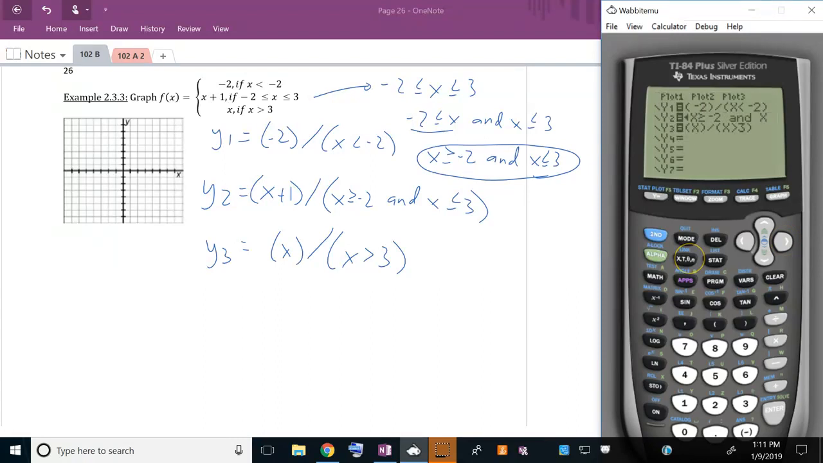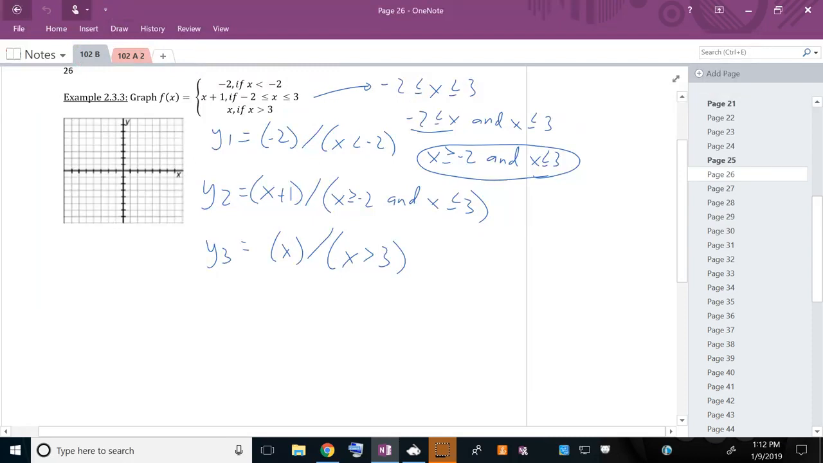Again, make sure you don't have little parentheses in here. This should be one big set of parentheses. And once we've made sure we've typed that in correctly, let's hit graph. And there is my graph.